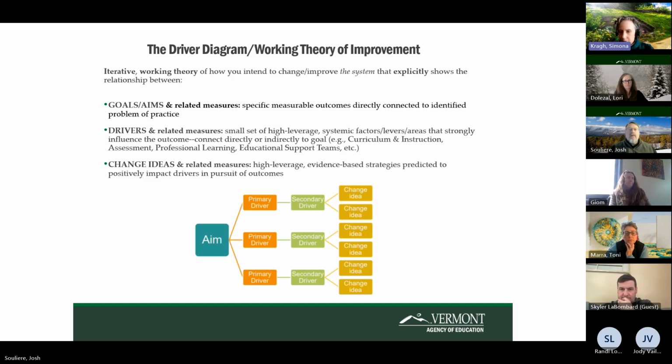The drivers: there are main drivers and secondary drivers, and change ideas. The goals are specific, measurable outcomes that are directly connected to your previously identified problems of practice. The drivers include a small set of high leverage systemic factors that strongly influence the outcome, the aim, the goal you are trying to achieve. These drivers connect directly or indirectly to the goal.